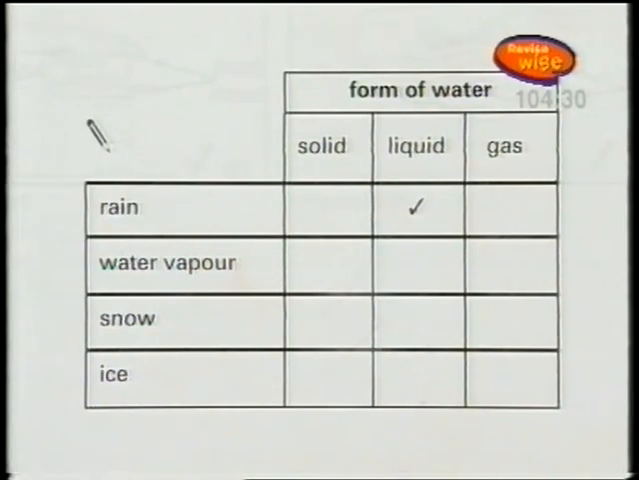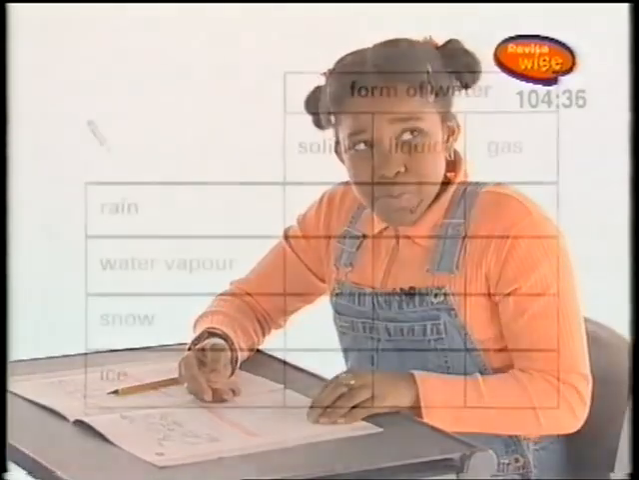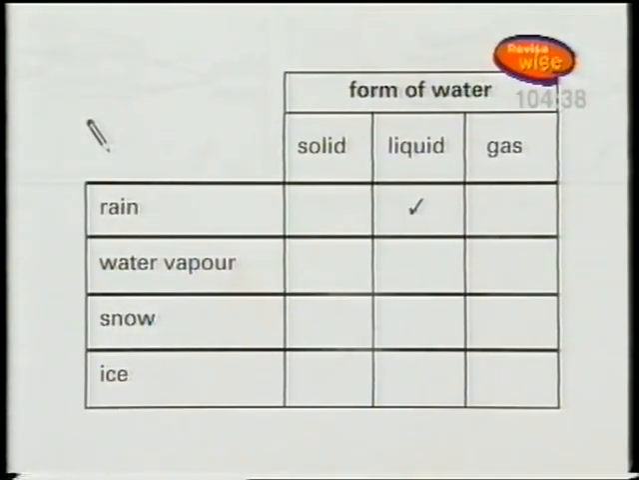Well, they've ticked liquid for rain. I could have done that one myself. I know that water is a liquid. But what about this water vapour and snow? I don't know whether that's a solid or a liquid. Well, let's get these solids, liquids and gases sorted out.